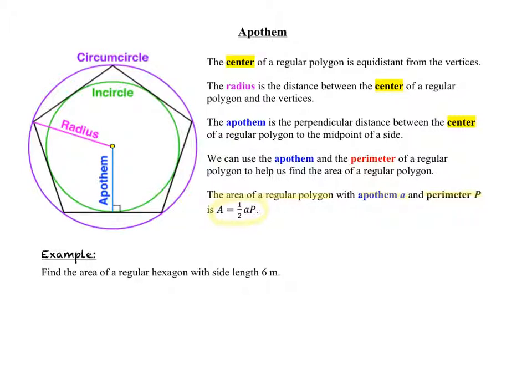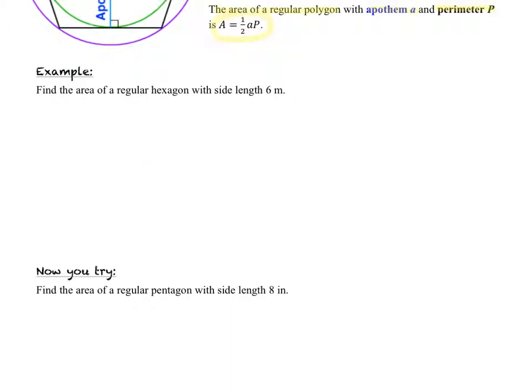So like most of geometry, none of it really gels until we have an example. So let's take a look at an example. And our example reads, find the area of a regular hexagon with a side length of 6 meters. We know a picture paints 1,000 words, so let's start by adding a diagram of a hexagon so we can draw in all of the appropriate measurements that we're going to need.